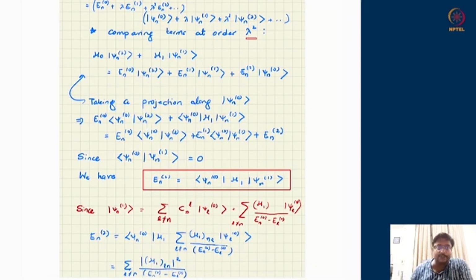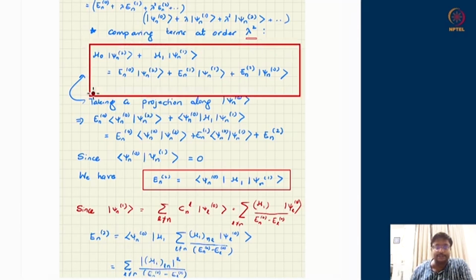This is the driving equation for the second order corrections. From here, we will try to find out two quantities, En2 and psi n2, just like from the first order story we got to know about En1 and psi n1. Now, how did we compute En1? We just took the projection of this equation with respect to psi n0. So that's what I will do again.